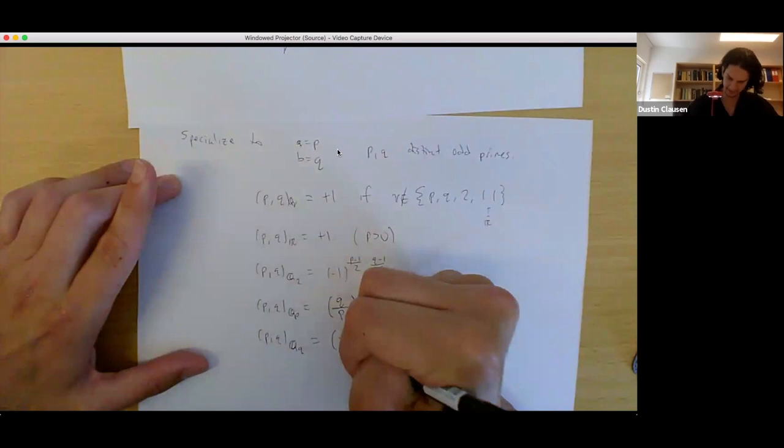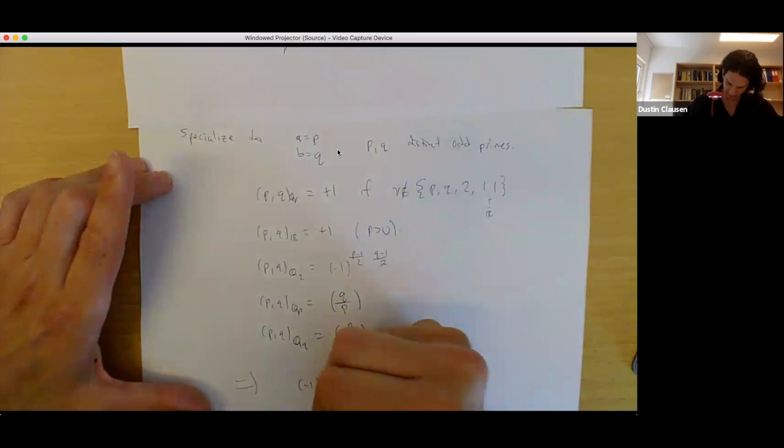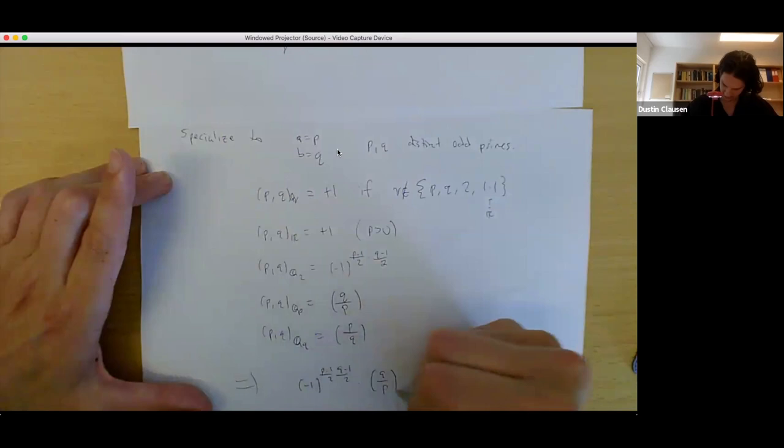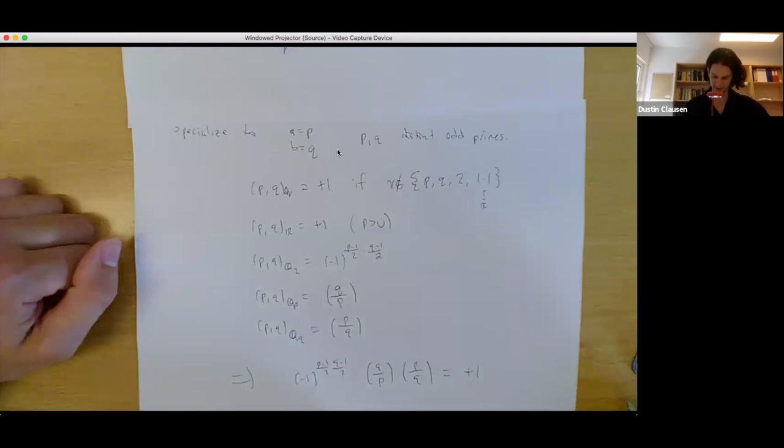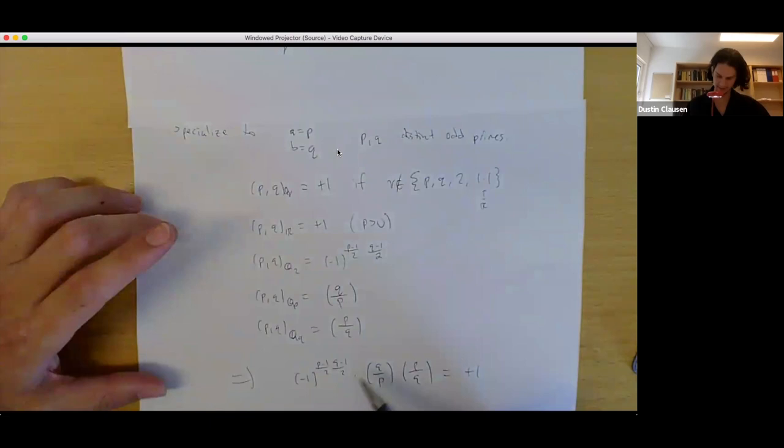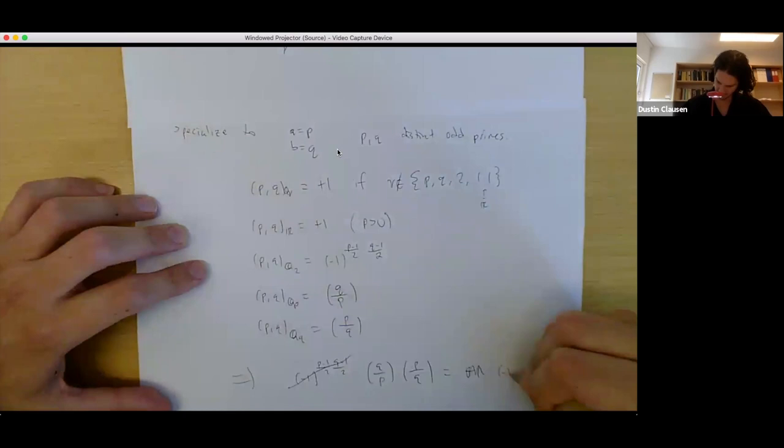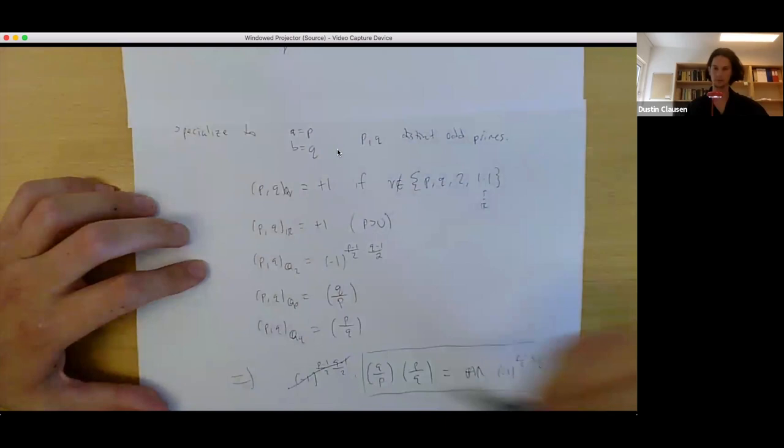So then the Hilbert product formula is saying that (-1)^((p-1)/2 · (q-1)/2) times (q/p) times (p/q) is equal to plus one. And now these are all signs, so when I cancel them by dividing by them, it's the same as multiplying by them. So if I want, I can move this over, (-1)^((p-1)/2 · (q-1)/2), and then we get one of the standard formulations of the quadratic reciprocity law.